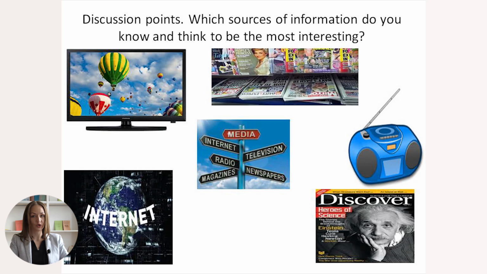As we are going to discuss mass media today, please take some seconds, pause, and tell us which sources of information you know and think are the most interesting for you. Are you ready? Have you written down anything? Okay, let's see. We suppose that most of you have mentioned the TV, the newspapers, the internet, the magazines or journals, and the radio. But which one you consider the most interesting and important depends on your necessities and interests.